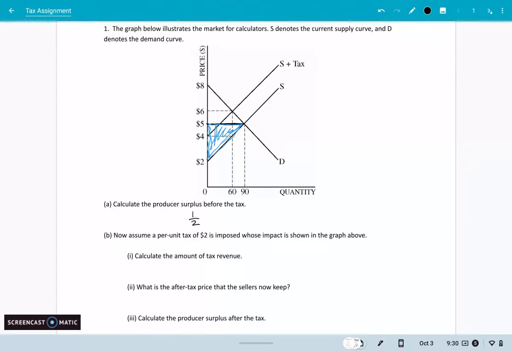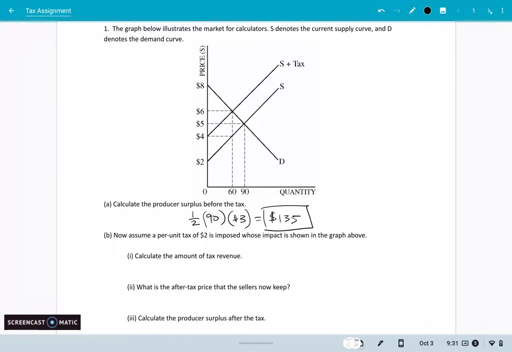Well, our base, this distance here, is 90, and our height from $5 down to $2 is 3. So that's $3. If you can't do that math in your head, 90 times 3 is 270. Divided by 2 is going to be 135. So there's your answer. If you can't do the math in your head, you can, of course, use your little 4-function calculator.